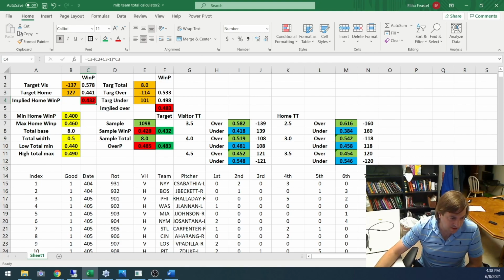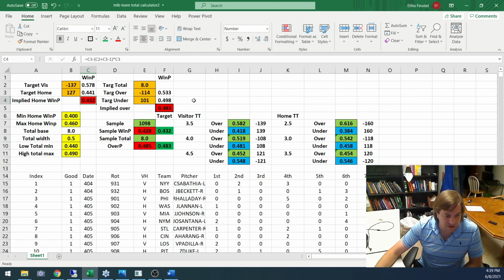So, for example, minus 137 plus 127, the midpoint would be minus 132 plus 132, but we're going to assume that the fair price is closer to the dog. So we assign more of the vigorish to the favorite and less to the dog.